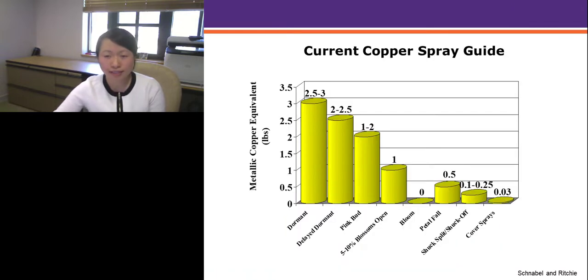Before we look at the data from our greenhouse trial, let's take a quick review of the copper dosage from our spray guide. The copper dosage can be as high as over 2 pounds metallic copper per acre during dormancy, or as low as 0.03 metallic copper per acre for the summer cover spray. So during the growing season, the copper dosage keeps decreasing, and after petal fall, the dosage stays very low, less than 0.5 pounds metallic copper per acre, to prevent or limit phytotoxicity.